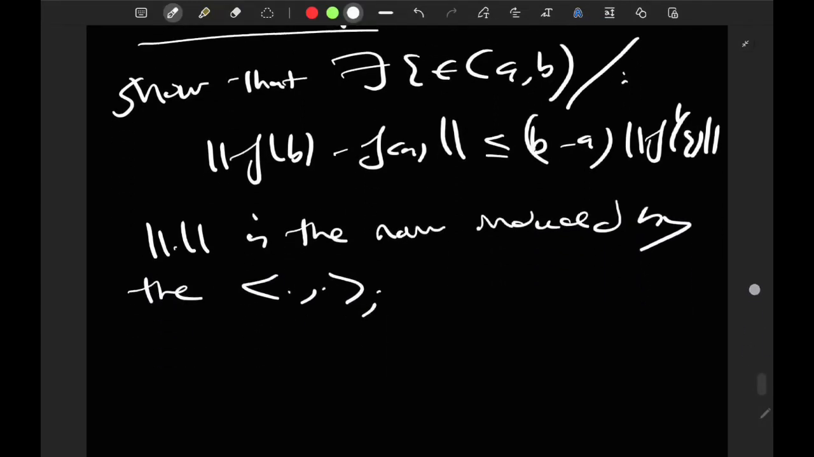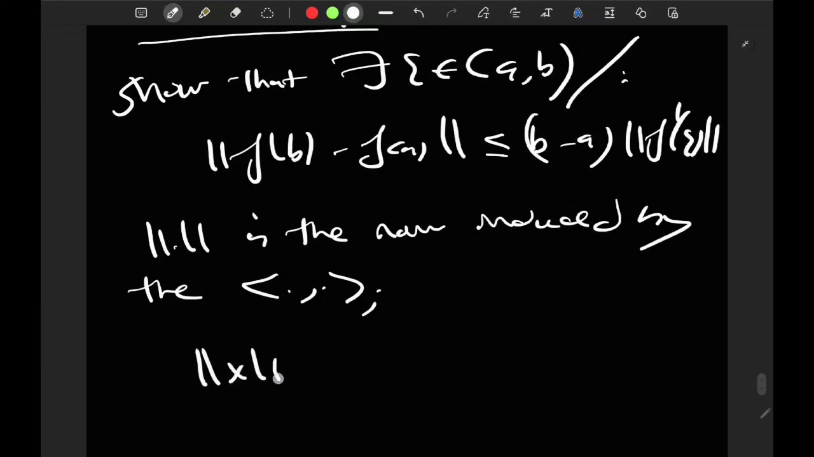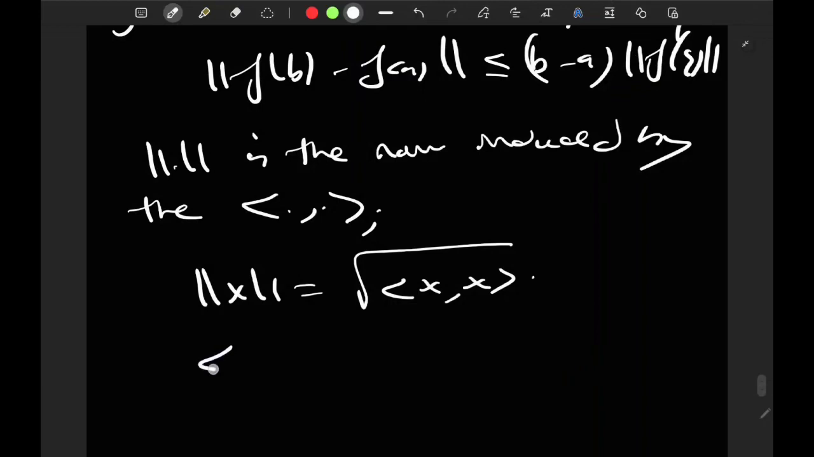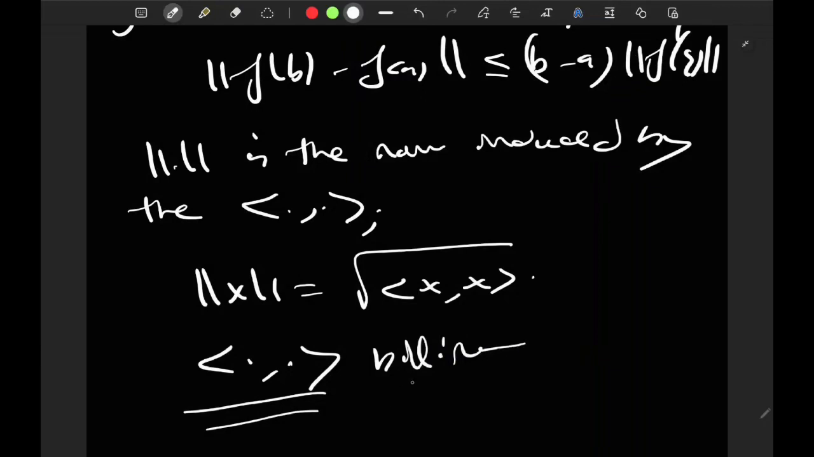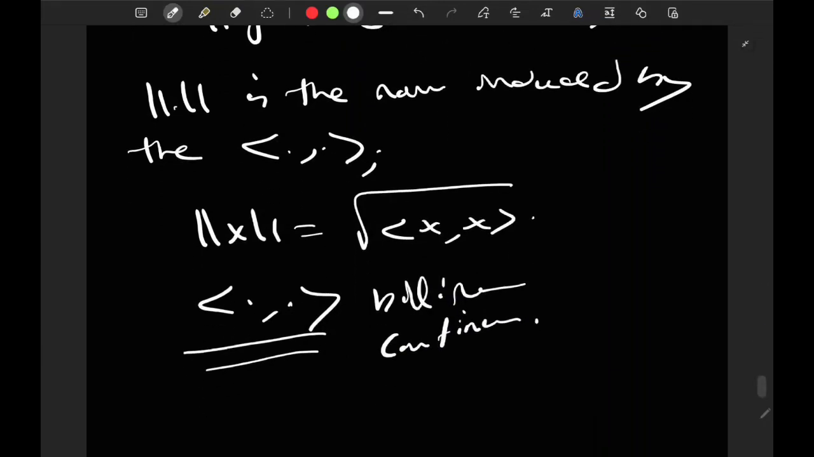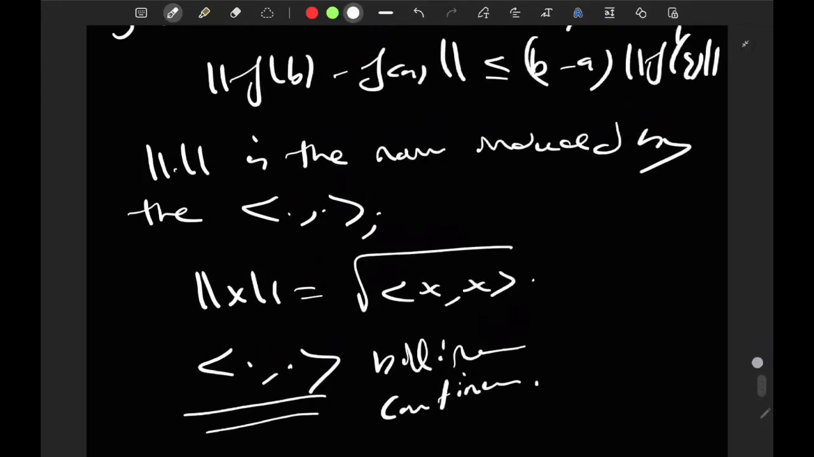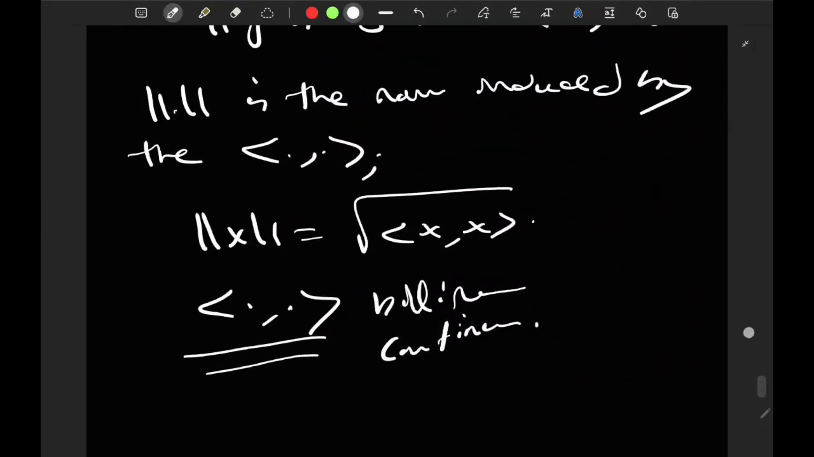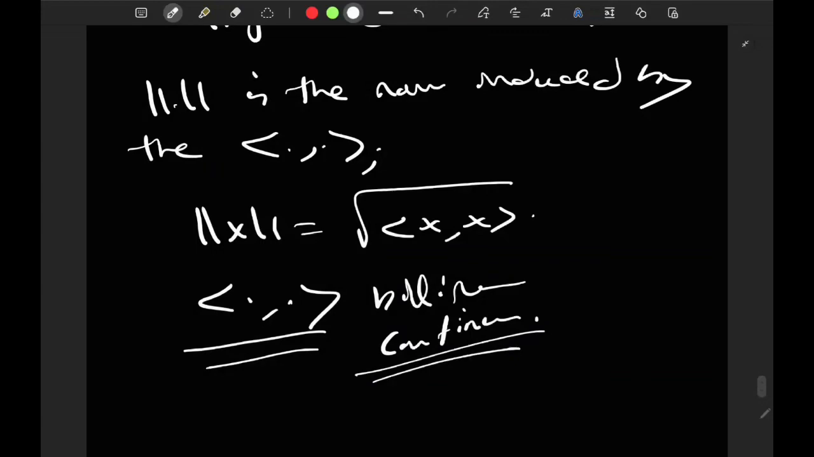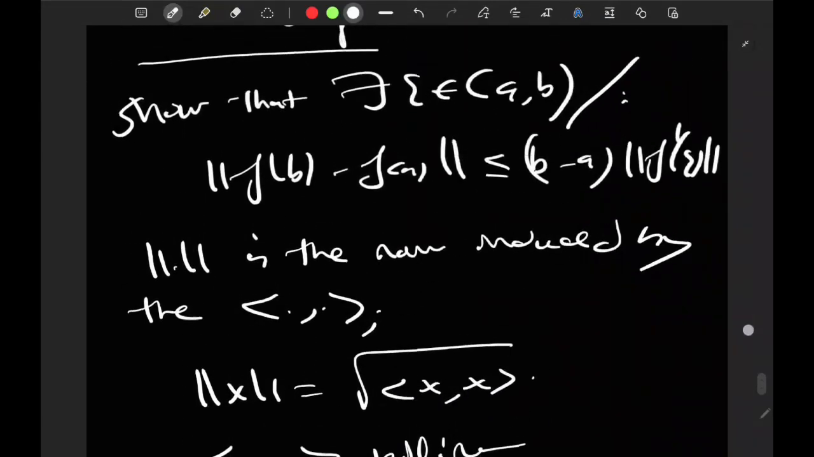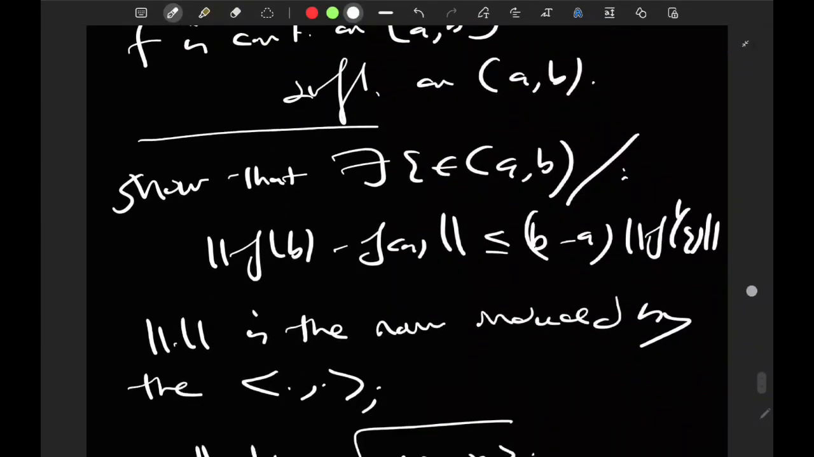So the norm of x is given by the square root of x dot x, okay? And with this property that this inner product is bilinear. Of course, it's bilinear always, but for now it's continuous as well, because the norm we are using is the norm induced by the inner product. Okay, and you can show this if you don't already know this fact. You can show that it's continuous with respect to the norm induced by it. So we are asked to show this thing.